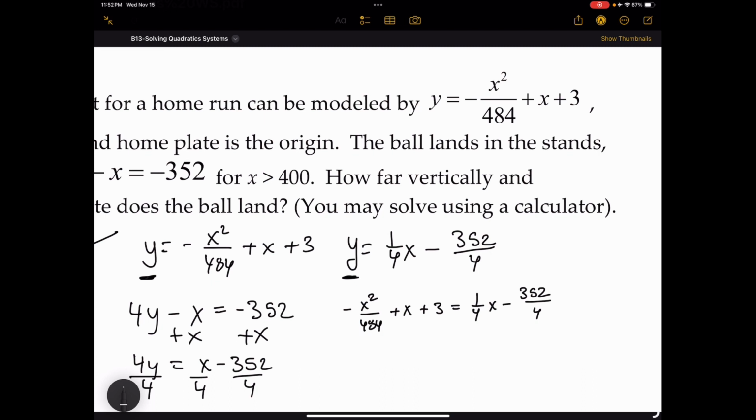Okay, I'm going to move everything to the left. So I'm going to subtract 1/4 x, and I'm going to add 352 over 4 to both sides. Okay, so right-hand side, we're going to get 0. That's nice. All right, left-hand side, we have negative x squared over 484, x minus 1/4, so plus 3/4 x, plus, if we get a common denominator of 4, this is going to be 12 over 4. So when we add these together, this is going to be 364 divided by 4.